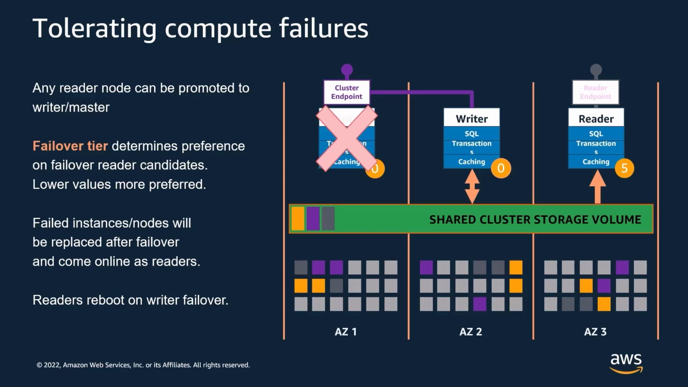If you have multiple reader nodes, Aurora lets you assign a failover tier, so automatic failover can choose a reader based on the predefined priority. For example, if you have two readers, and you assign a failover priority as 0 to one of those readers and a value of 5 to another reader, then the one with the value assigned 0 will become the failover target.